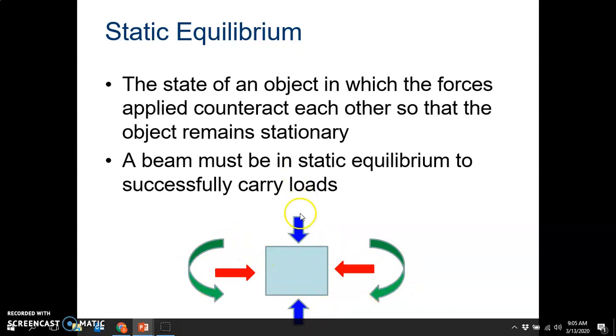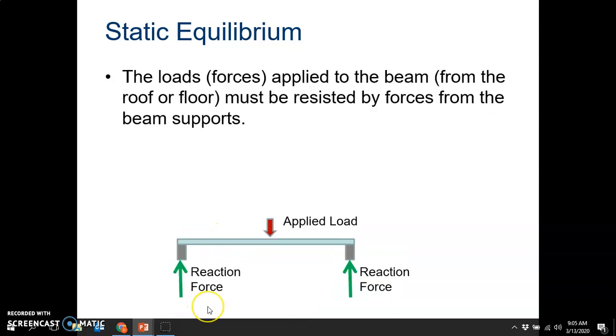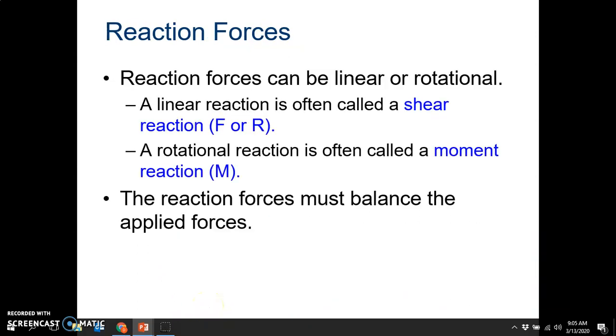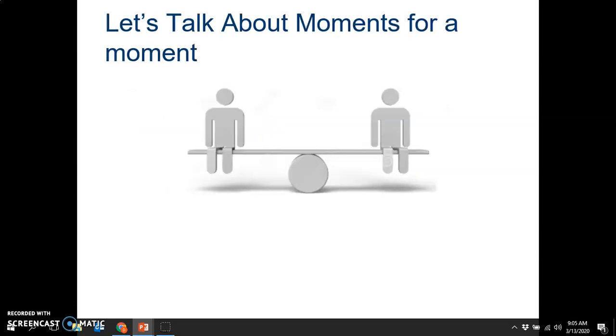We call linear ones, so this and this, shear forces. And then these rotational ones are going to be called moments. And we're going to be using those terms a lot, but hopefully you can memorize it sooner. So up and down is shear. Rotational forces we call moments. And then the reactionary forces from the beam must balance those applied loads.